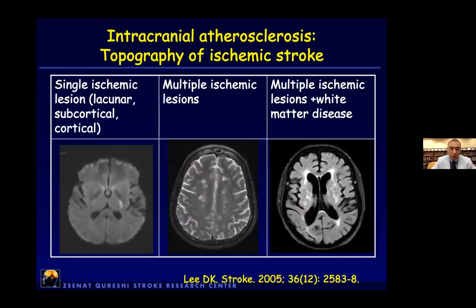When we talk about the ischemic manifestations, you can have a single ischemic lesion, which could be a cortical lesion, a subcortical lesion, or a lacunar infarction. Sometimes you have multiple ischemic lesions in the same distribution. And sometimes it's a combination, so you have multiple ischemic lesions superimposed on diffuse white matter disease.